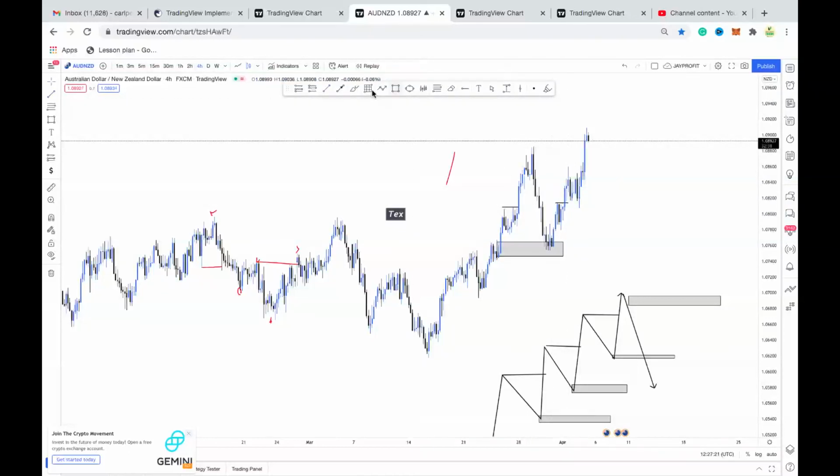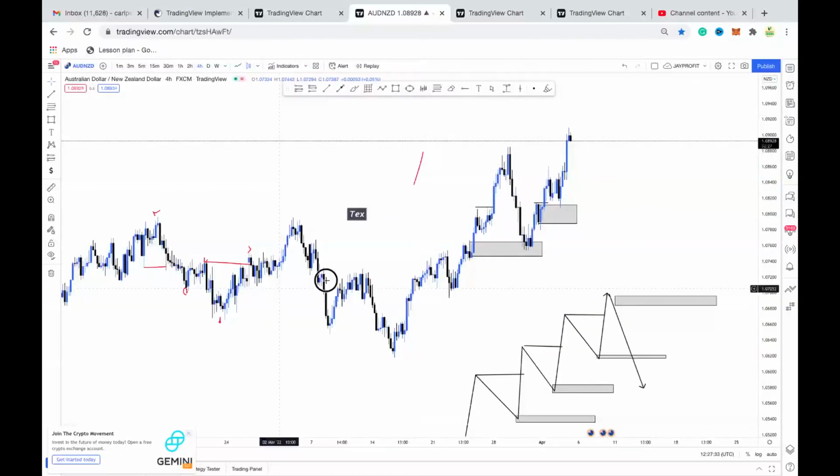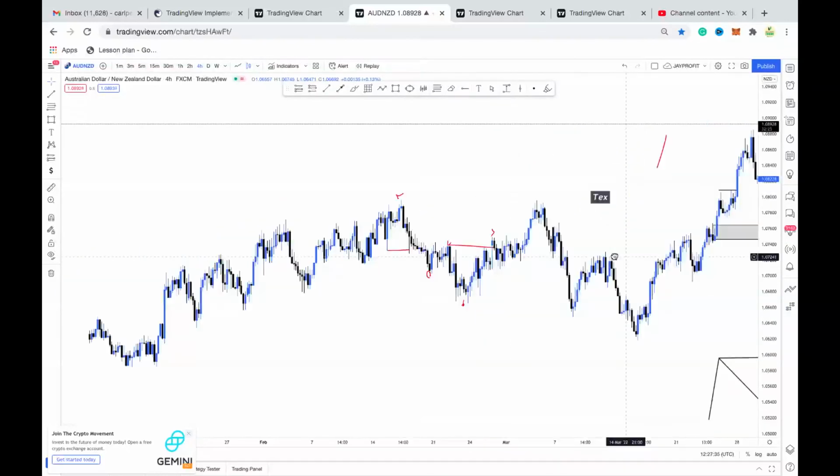The market came down to mitigate that area of demand as well. As you can see, after mitigating the area of demand, you can see that massive push towards the upside. All right, the same thing keeps on happening, it doesn't change. That's market structure for you.